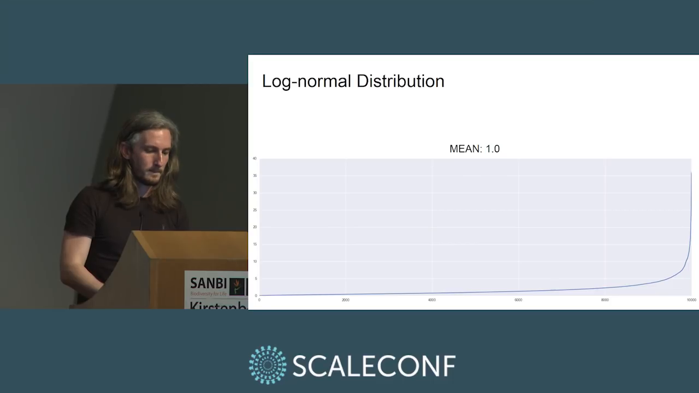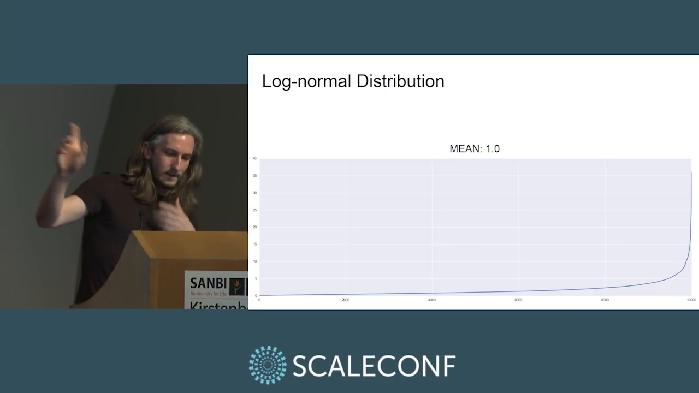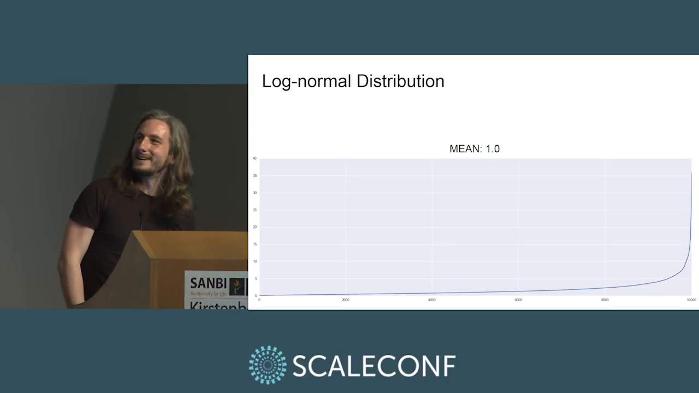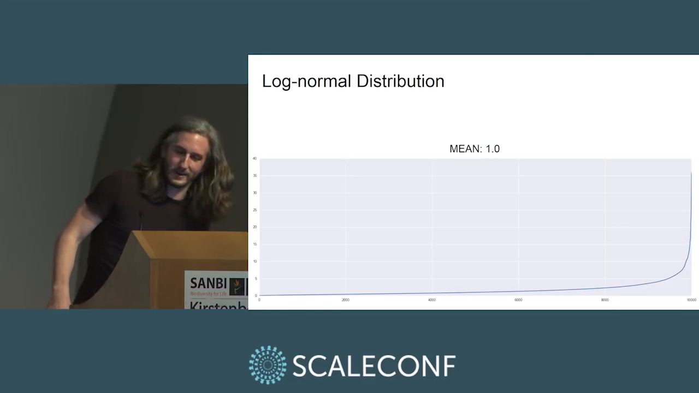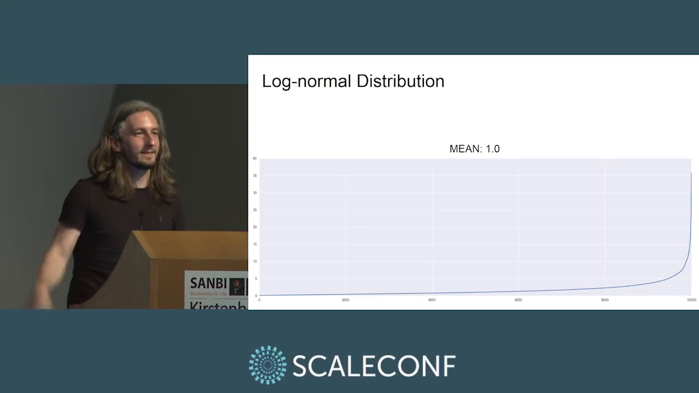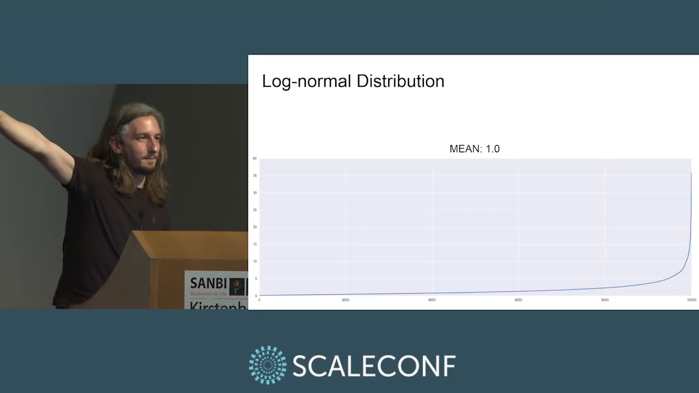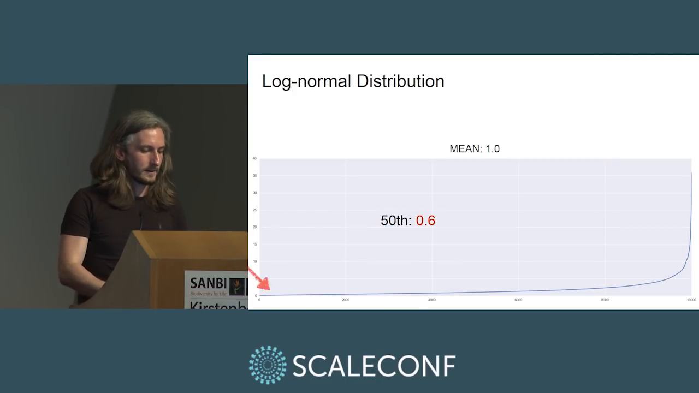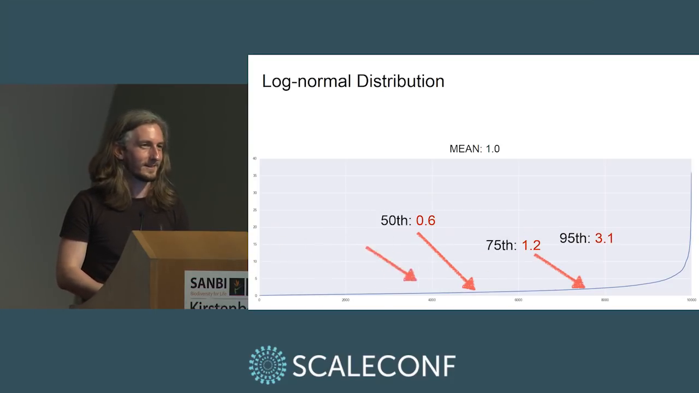Right, so let's look at this. You can see that in this particular distribution that we have displayed up there, the mean is actually 1. Because the text is really small, you can't see that the maximum that this goes up to is actually 35, right? So at the very end of that long tail latency curve, this is getting up to 35, but the average of this entire curve is 1. And so let's walk through it a little bit. The 50th percentile is 0.6, 75th is 1.2, 95th is 3.1, this is getting exciting, 99th is 6.0.